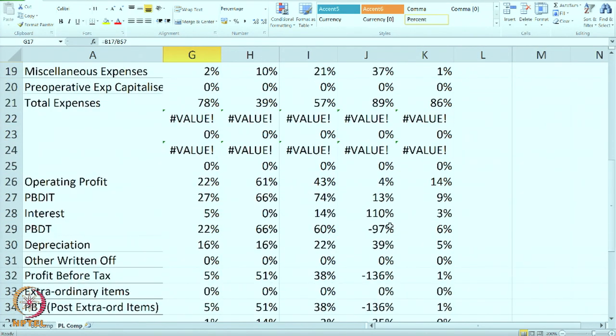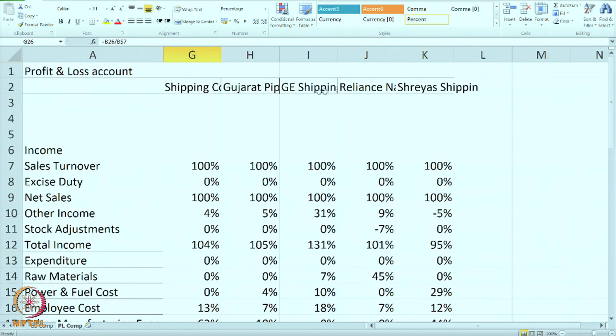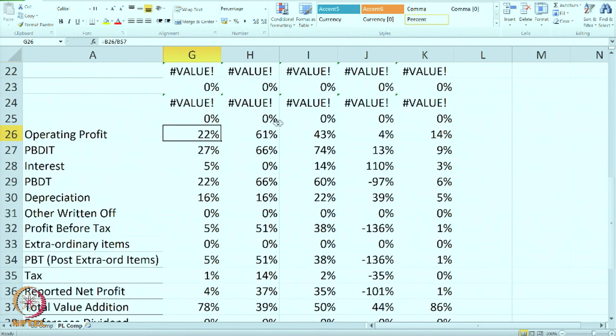Now if you go to profits, you will realize that operating profit is 22% for Shipping Corporation, but for other peers like Gujarat Pipavav and GE Shipping, it is much higher, 61% and 43%. It's only 4% for Reliance and 14% for Shreyas Shipping. If we go for PBDIT, that is cash profit or profit before depreciation, interest and tax, again we get a similar figure.